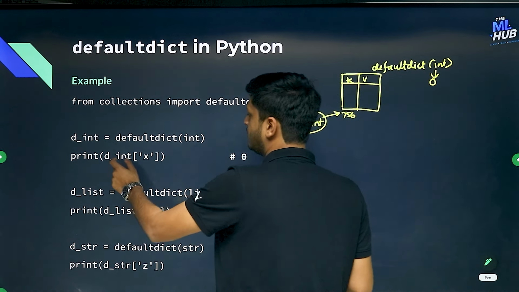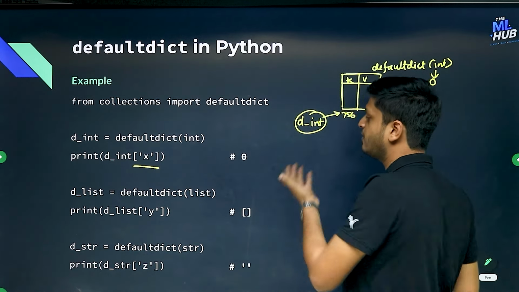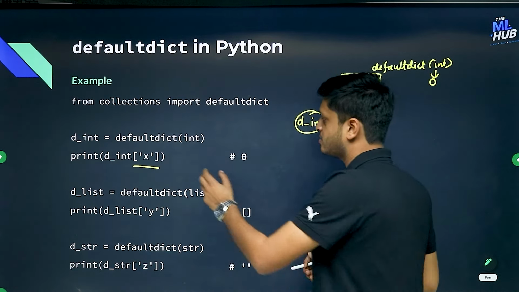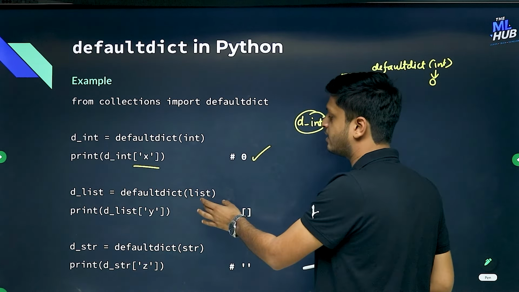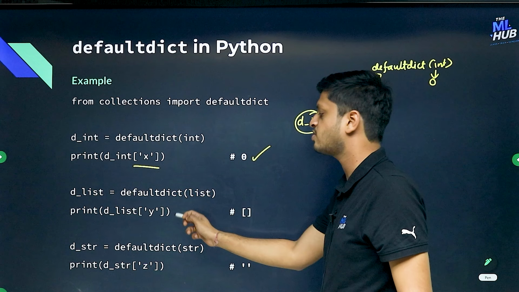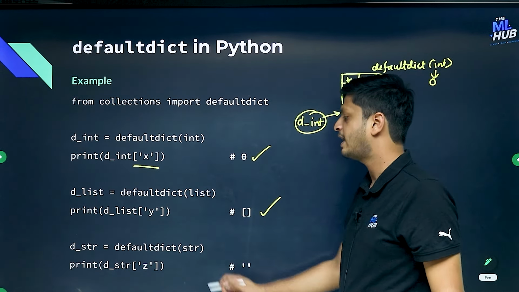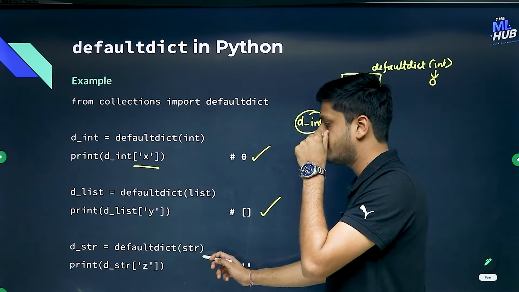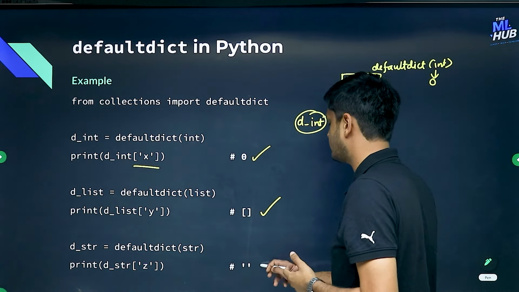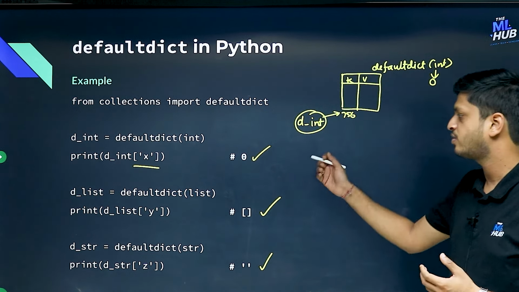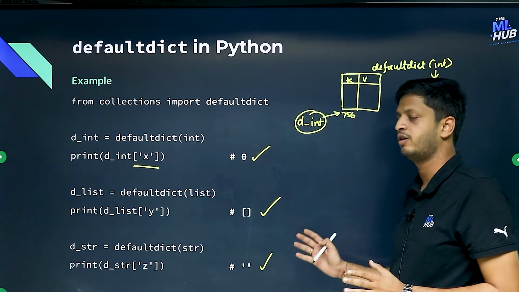Okay, so if you print dint of x, right now there is no value of x. You have not added any value with the key x. So by default the value will be given as 0. Similarly, if you create a default dict of list and if you print d list of y, this key is not present, so you will get an empty list as the output. And if you create a default dict of strings and if you print d str of z, z as a key is not present in this dictionary, so you will get an empty string. So an empty list, empty tuple, empty string or 0 will be given by default.